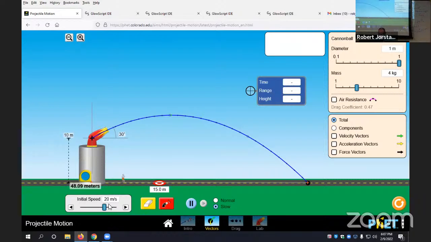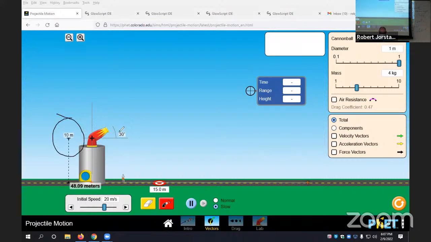Okay, what was our initial speed? It was about 20, right? 19.6. Okay, I'm going to round that to 20. Wasn't our angle 30 degrees? So this is supposed to be a simulation of our exact problem. We've got a 10-meter height, this 30-degree angle, 20 meters per second, approximately 19.6. And notice right here, air resistance is turned off right now.